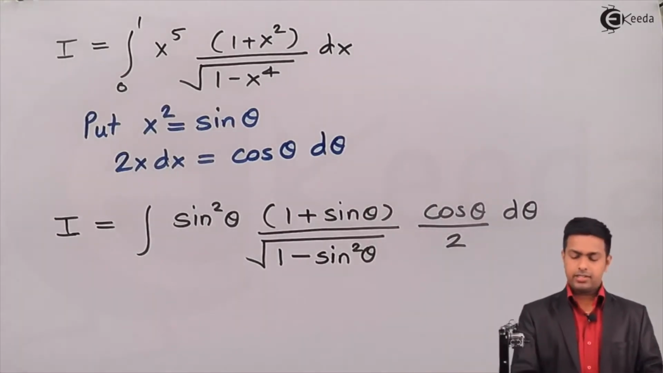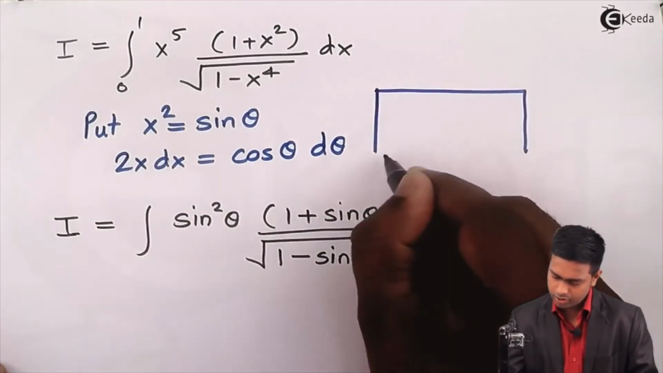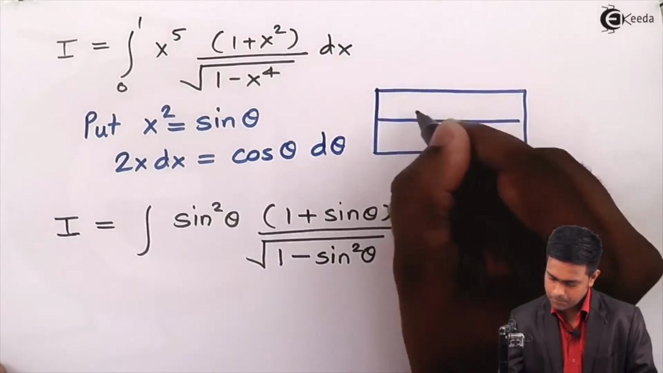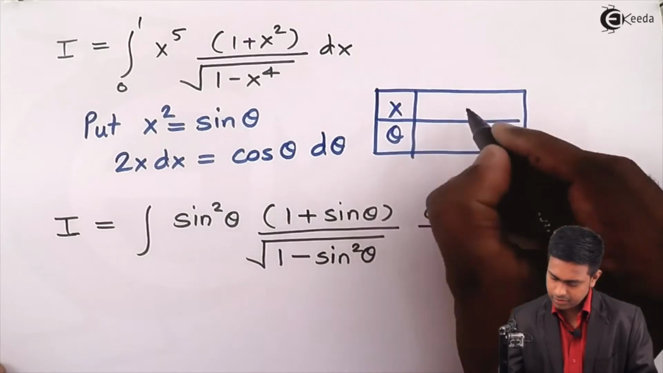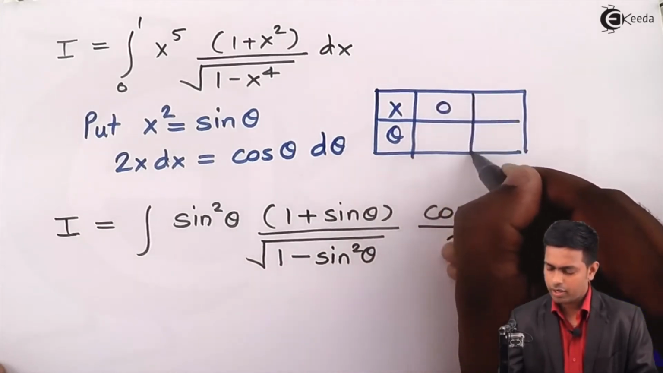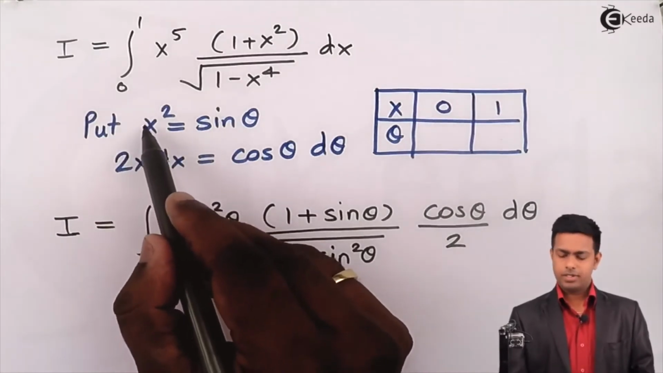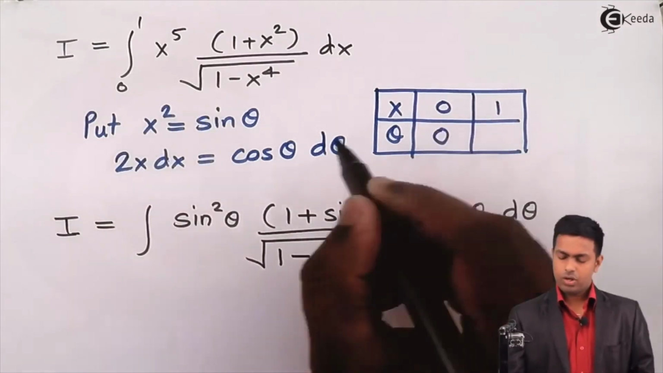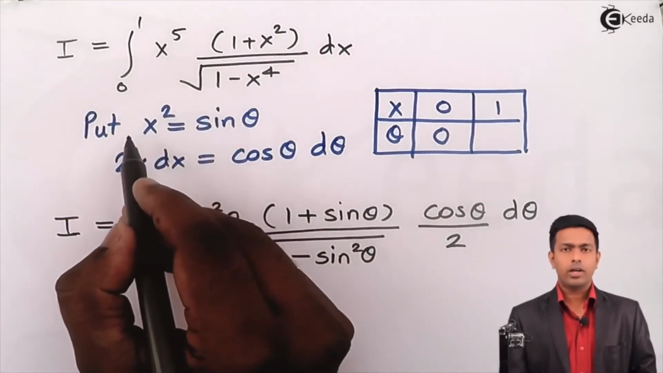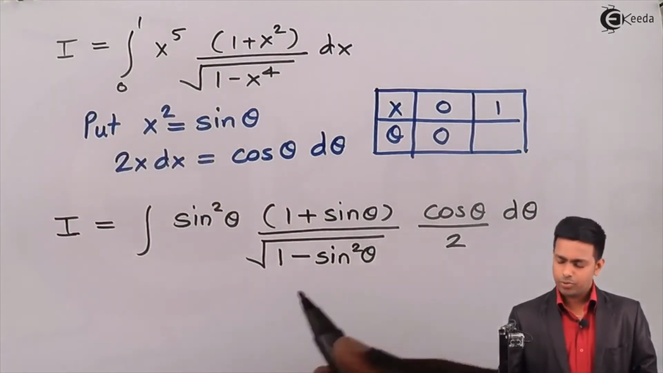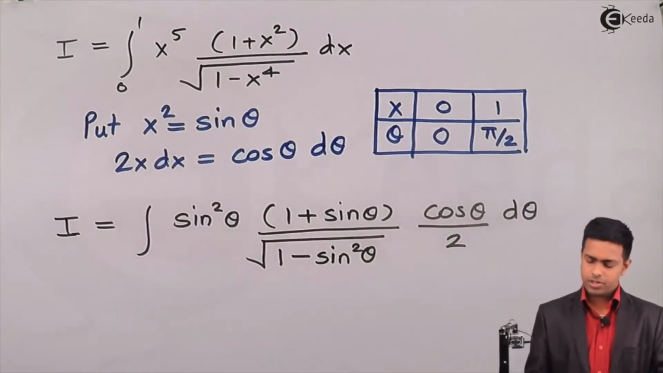Now guys, let's discuss the limits. So here I draw the table for x and then for theta. So for x it is from 0 to 1. When x is 0, this will be 0, sine inverse of 0 is 0. When x is 1, 1 square is 1, and sine inverse of 1 will be pi by 2. So theta is pi by 2. So limit is changing from 0 to pi by 2.